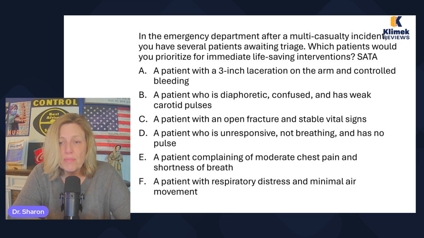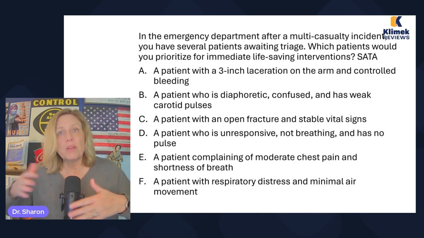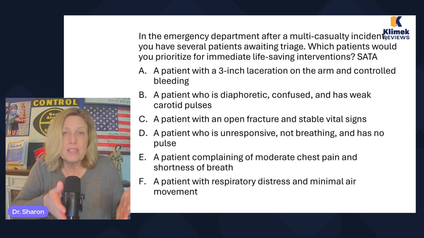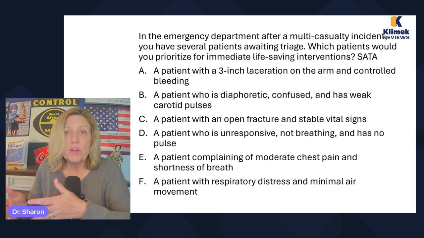A patient complaining of moderate chest pain and shortness of breath. I mean, they could be having a heart attack. They sound unstable to me. So I'm going to prioritize them. A patient with respiratory distress. That's a prioritization. And minimal air movement. That's definitely. So the modifying phrase is minimal air movement. The respiratory distress says I'm concerned about them. The minimal air movement tells me I'm still concerned about them. So I'm going to pick that one.